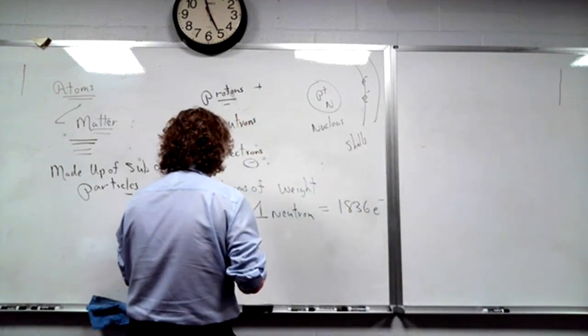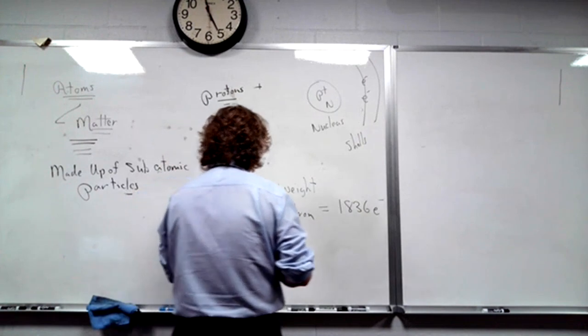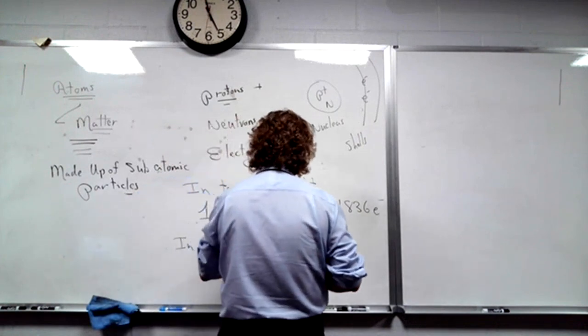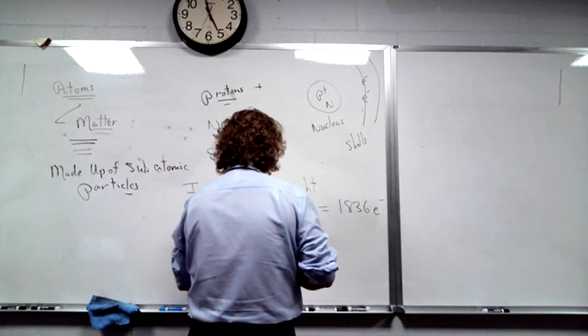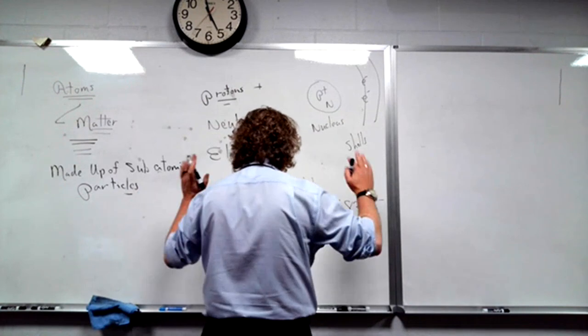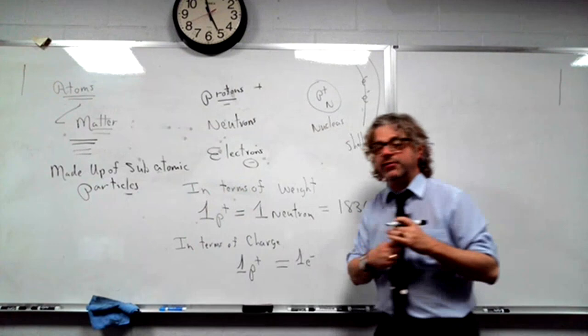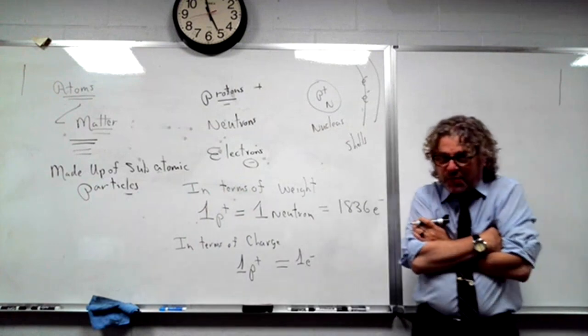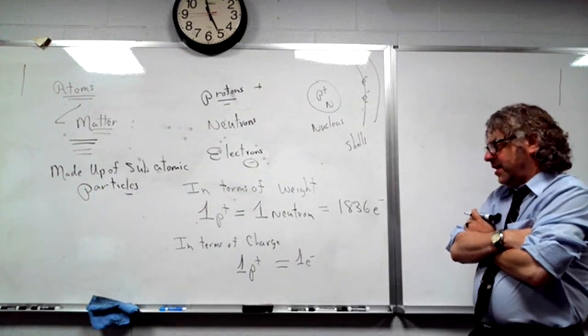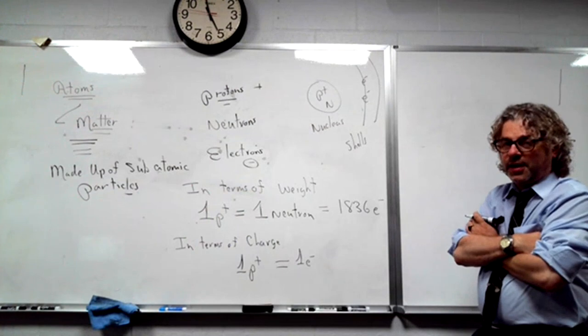In terms of charge, one proton completely is equal but opposite to one electron. So even though an electron is extremely light compared to a proton, an electron can cancel out a proton for charge.